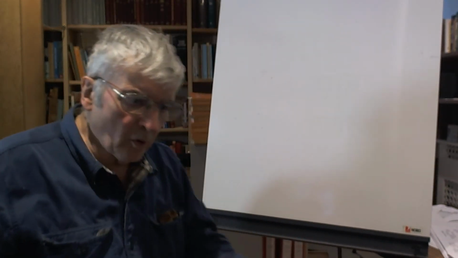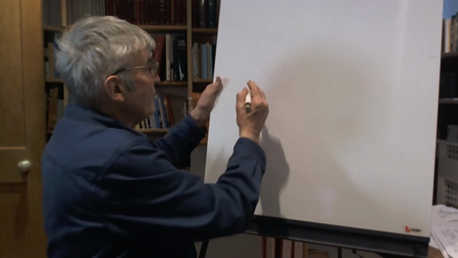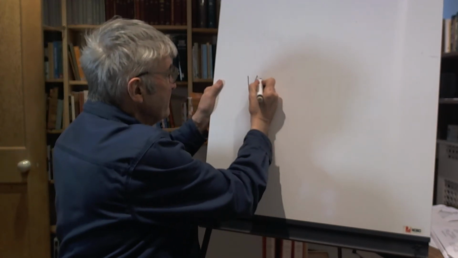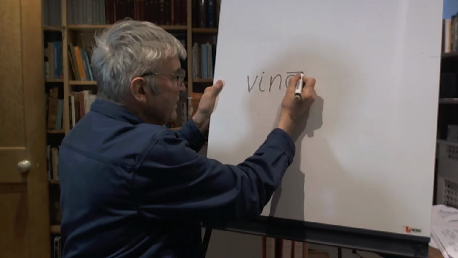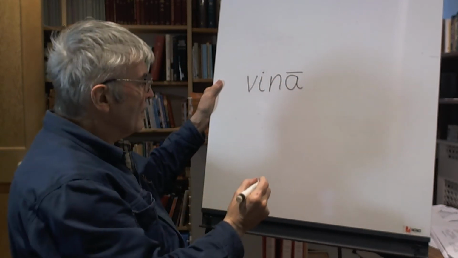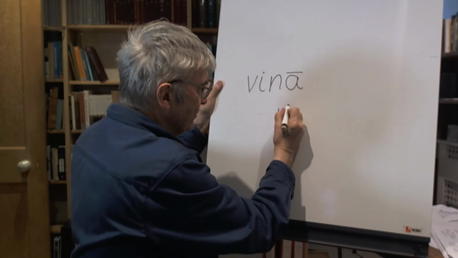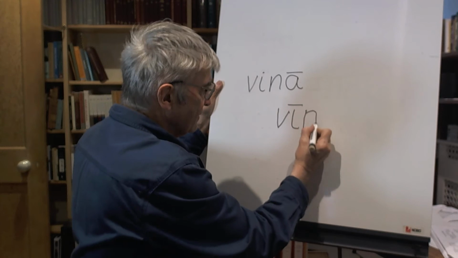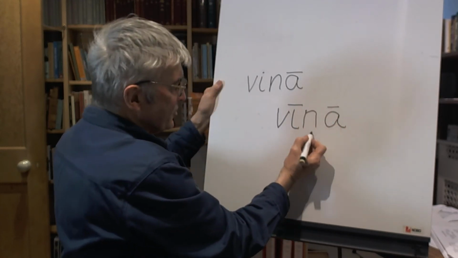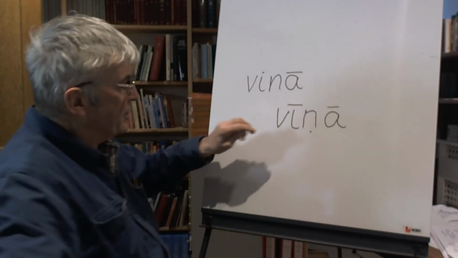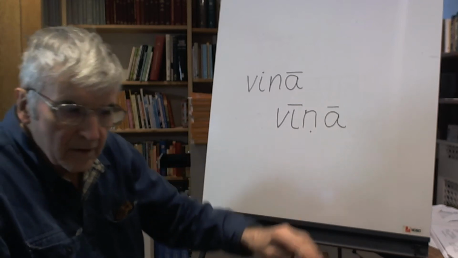I'll give you a couple more examples of the difference. You get vina, meaning without, and the word for a lute, a musical instrument, vina. In fact, there's a subdotted N. I'll come to that in a moment. So vina, without; vina, a lute.